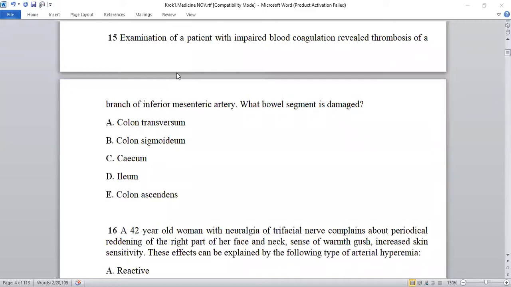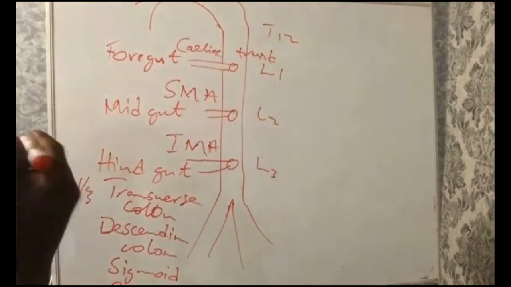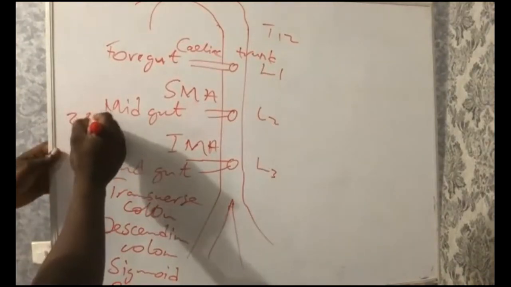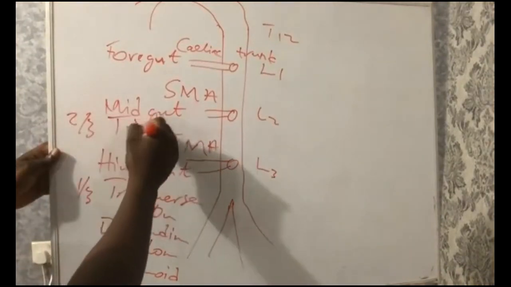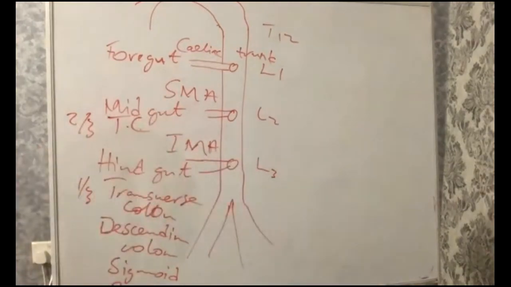The superior mesenteric artery supplies the transverse colon. The inferior mesenteric artery also supplies the transverse colon. You get the point. But the superior mesenteric artery supplies the first 2/3 of the transverse colon. Okay? The transverse colon. So let me draw the colon here, right?